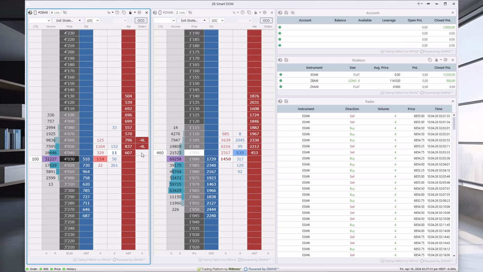However, let me adjust these to the 40 level, just, you know, again, one tick. And now something definitely was happening. You saw all these numbers changing very fast.